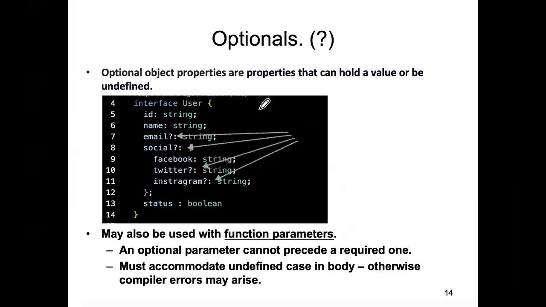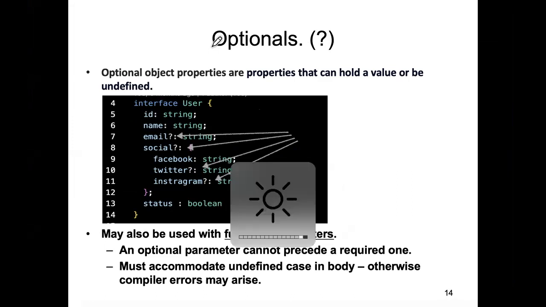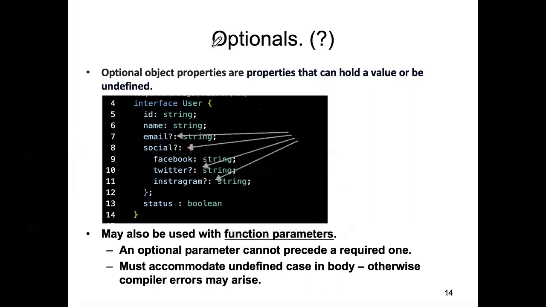The next aspect of the language is something called optionals. This is a very straightforward thing to grasp, I think. Optionals are where you want particular properties in an object structure to be optional. Sometimes they may exist, sometimes they may not exist.